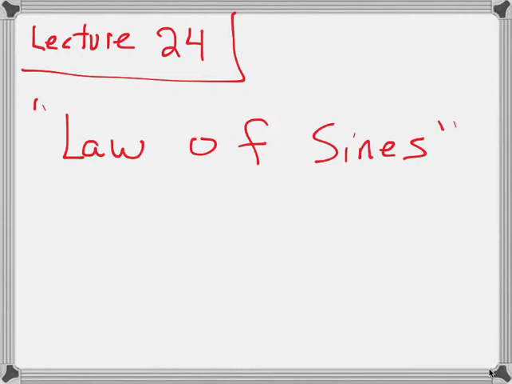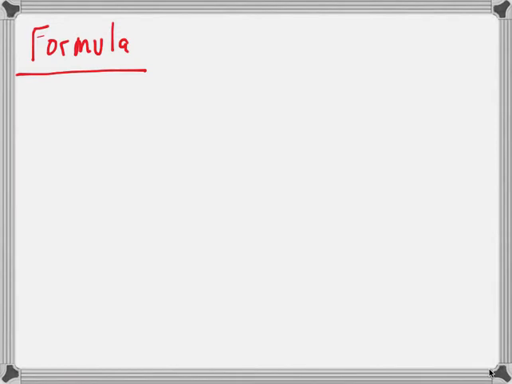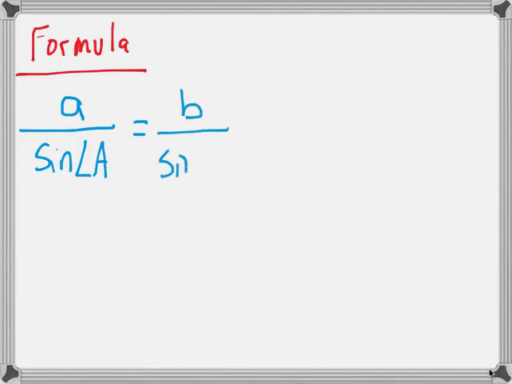We're going to talk about law of sines. So let's get to the nitty gritty real quick. The formula is kind of weird to say the least. It's basically like three ratios put together, and they all equal each other. The first one's going to be side A over sine of angle A. That's going to equal side B over sine of angle B.